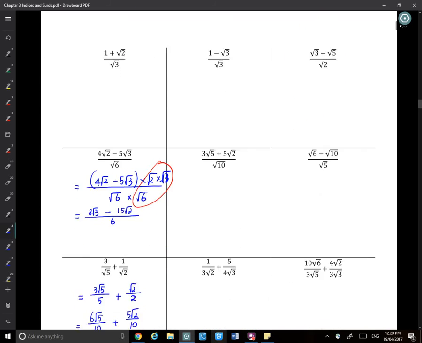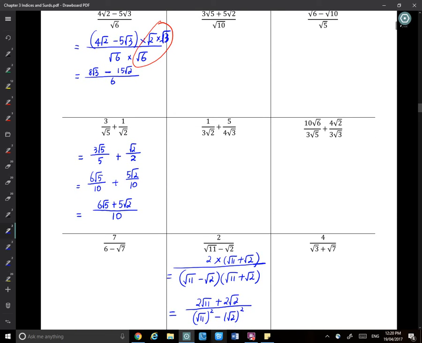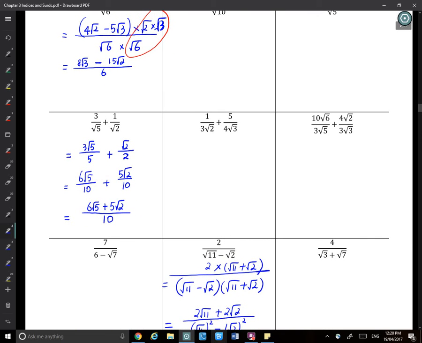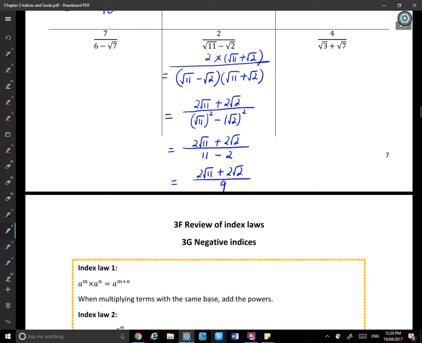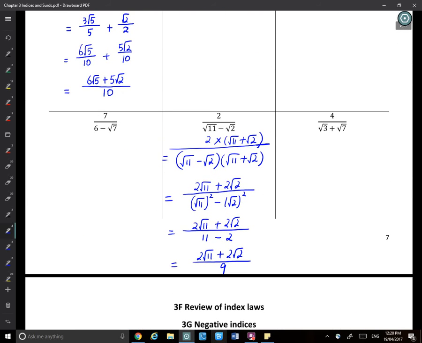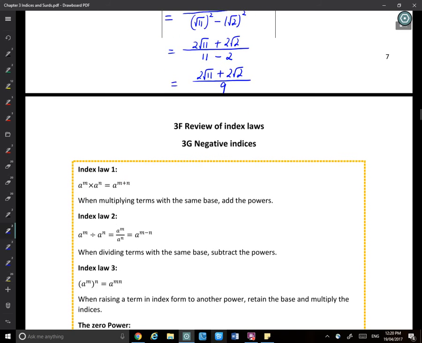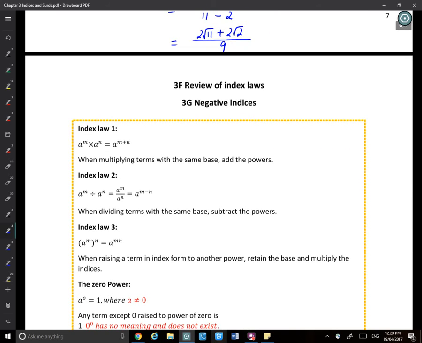This exercise is to learn how to rationalize the denominator and how you can add between the two irrational denominator fractions. I will ask you to do the rest, but I will ask you to have a look at 3f.